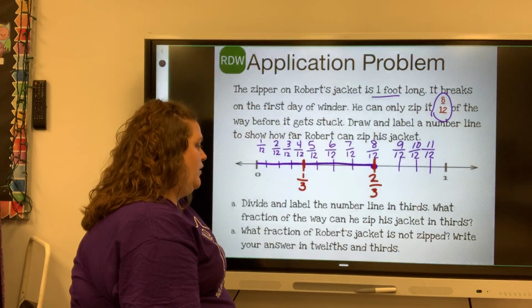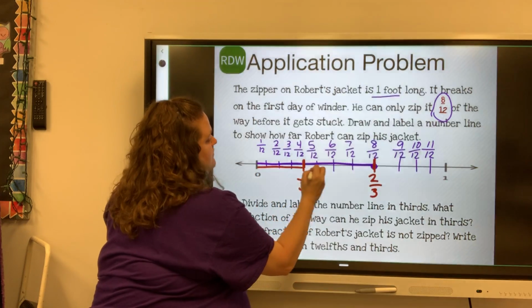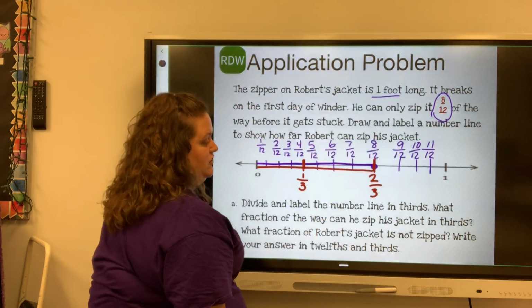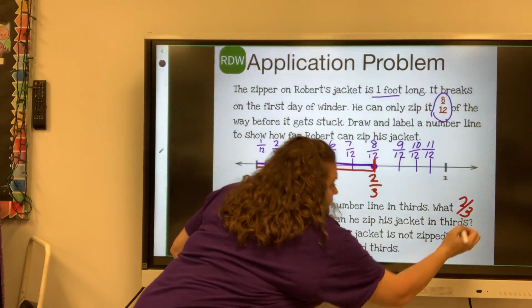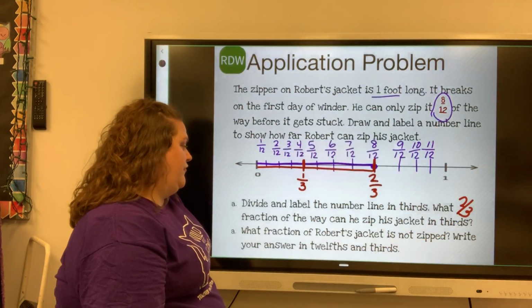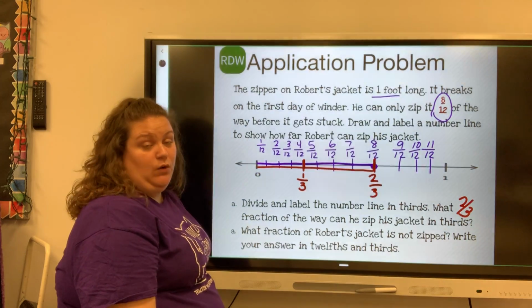What fraction of the way can he zip his jacket in thirds? So if I come over here and I do my red line, he can zip it 2/3 of the way. So you can zip it 2/3 of the way. What fraction is not zipped? Write your answer in 12ths and thirds.